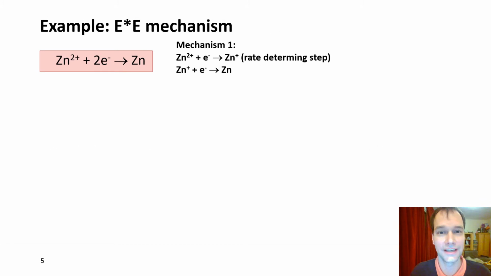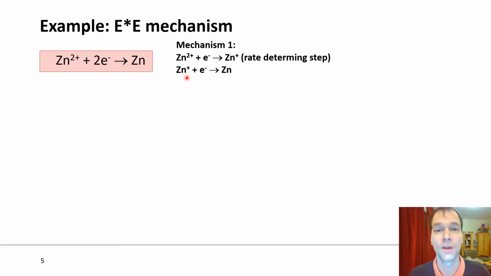And this complex reaction is the reduction of Zn2+ to Zn, as shown here. This is a two-step reaction. Namely, you first have the reduction of Zn2+ + e- gives Zn+, and then you have the reaction of Zn+ + e- gives Zn. It's very rare that two electrons are transferred at the same time. So this is a two-step mechanism.